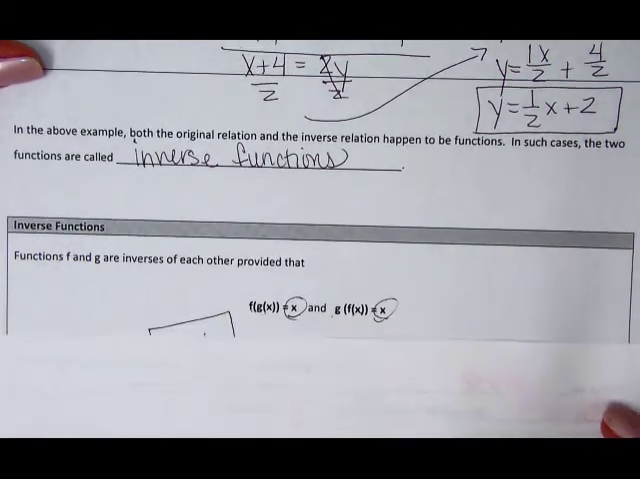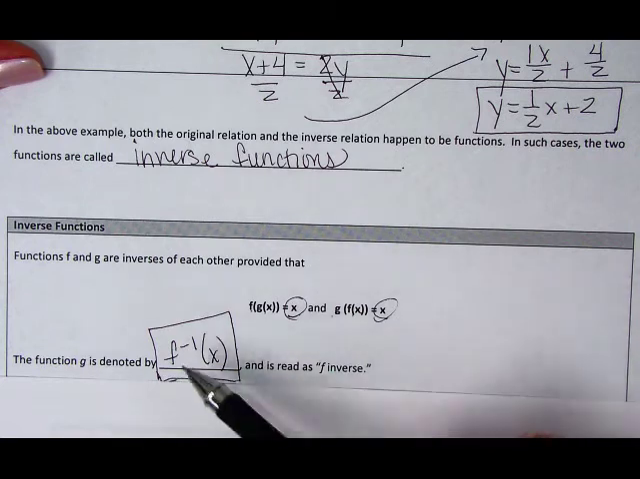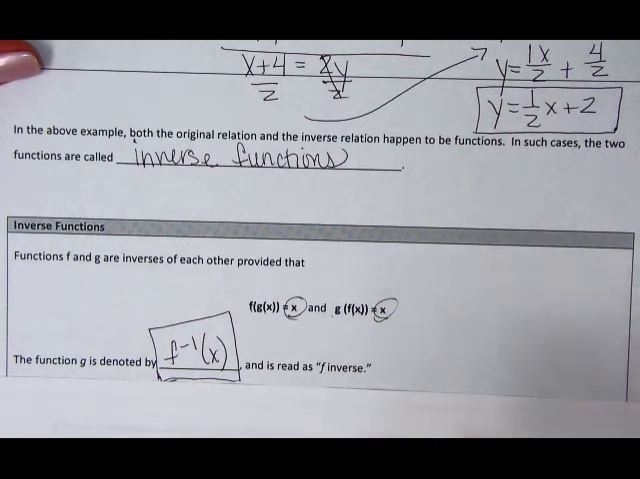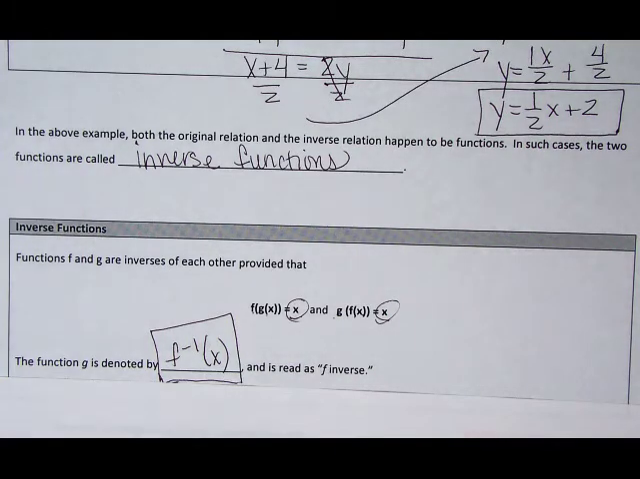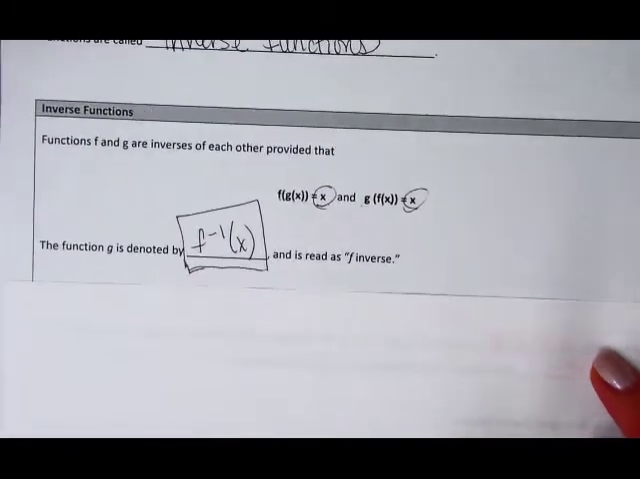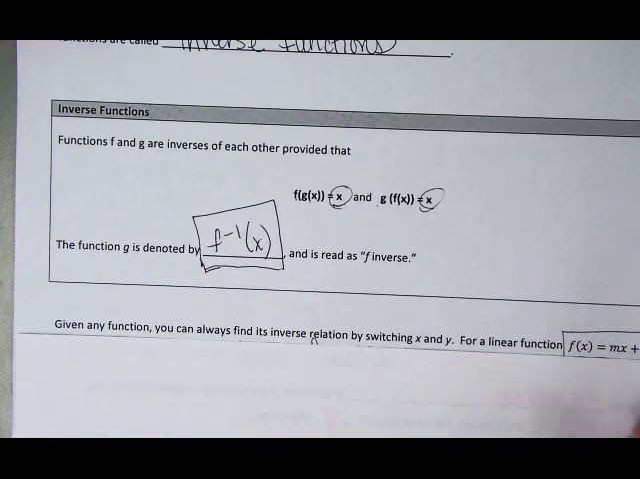When you have an inverse function, we're going to notate that by f to the -1 of x, which reads as f inverse. So we notate it with f, with the -1 in the exponent spot, then x. That represents your f inverse. Lastly, one good thing to know is if you're given any function, you can always find its inverse relationship by switching x and y. We talked about that before.